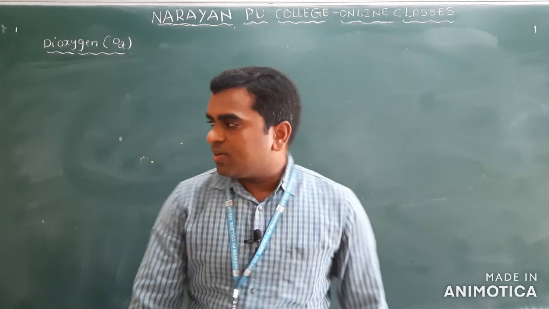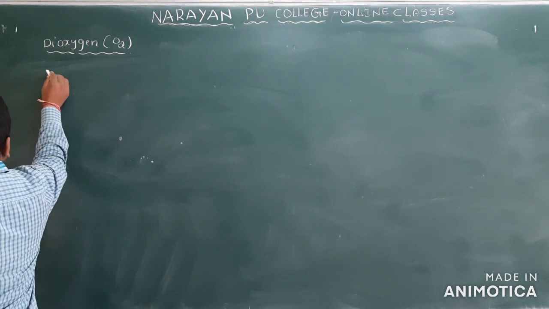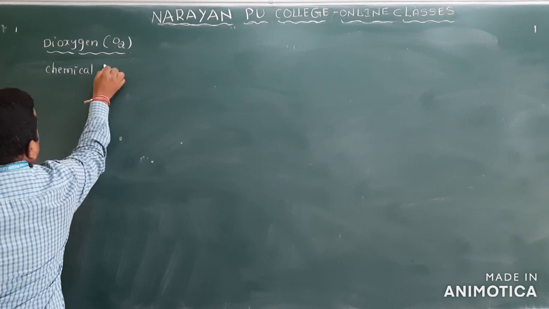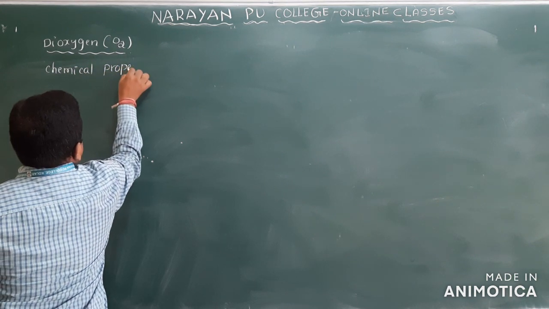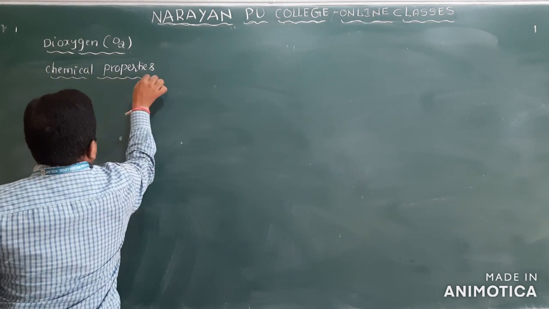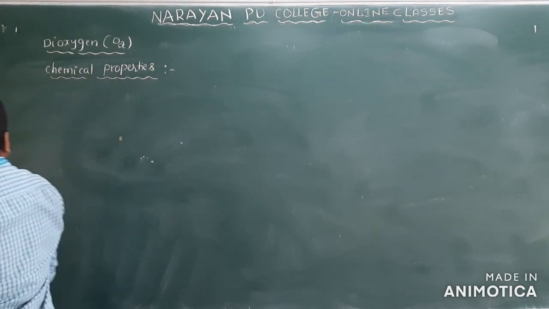So next one is, put the heading chemical properties. The physical properties of oxygen we have completed. Now it is the chemical properties of oxygen.